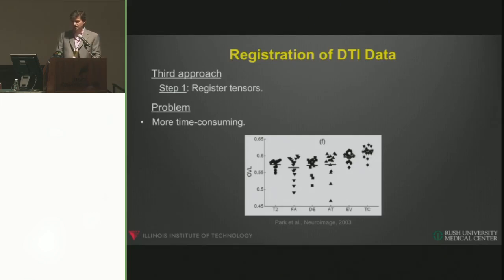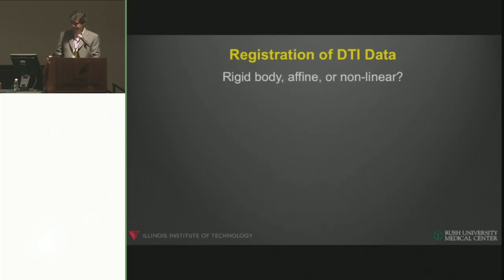And of course, there's many other ways to do registration. For example, you can combine T2 and FA information, or you can combine T2 and full tensor information. You can do all kinds of things. However, tensor-based registration generally does pretty well in matching tensor information across subjects.